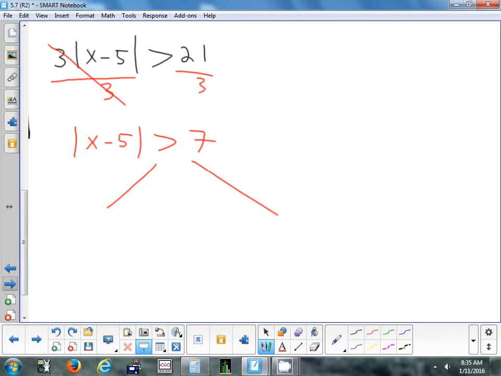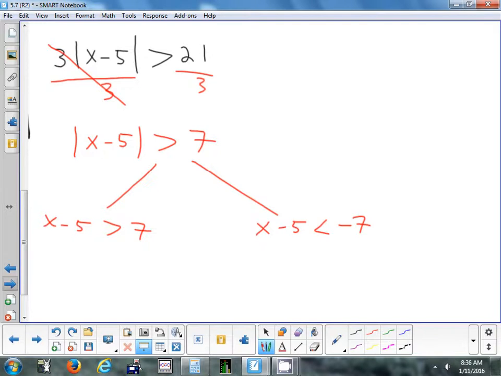Logan, can you give me one of the problems we're going to split it into? One would be x minus 5 greater than 7. Perfect. X minus 5 is greater than 7. And then the other one would be x minus 5 less than negative 7. Perfect. So for the first one, he just took away the bars. The second one, you got to do 3 things. Take away the bars, flip the sign, make the number negative.